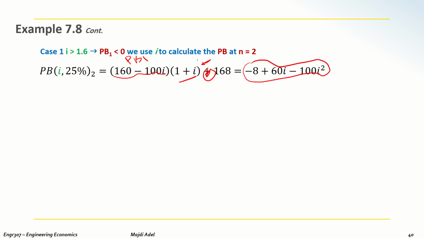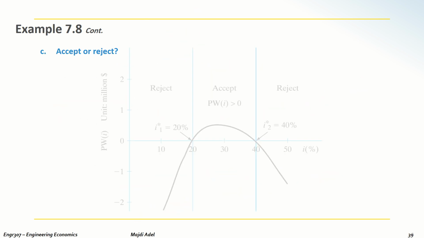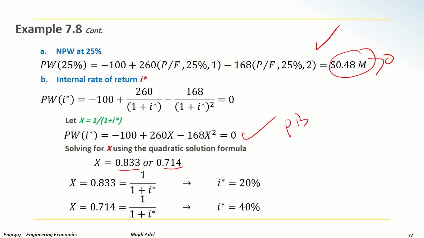And since we are calculating the project balance at the terminal year, this means that this project balance is equal to 0. As you remember, the project balance at the terminal year should equal 0 at the internal rate of return. Therefore, this quadratic equation is equal to 0. Solving this equation, we will get two roots, 0.2 or 0.4, which is 20% and 40%. And you remember that the internal rate of return for this project is 20 and 40%.